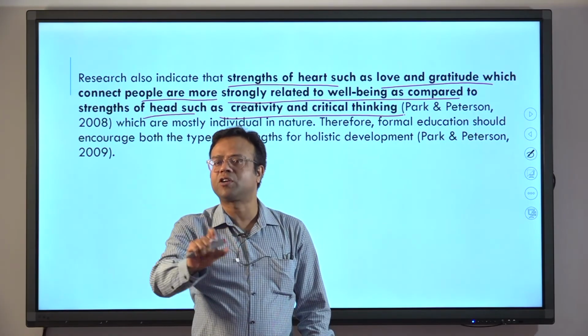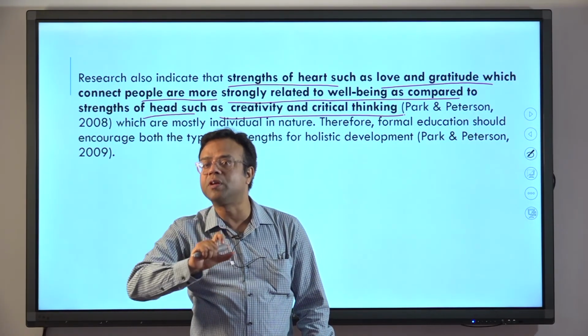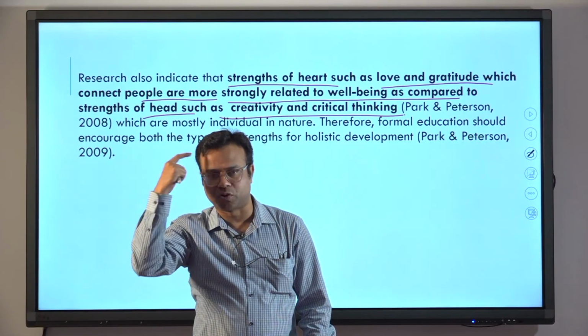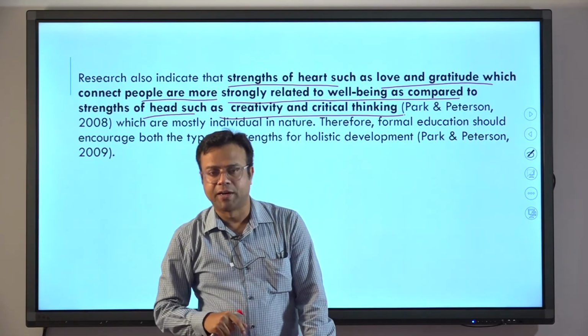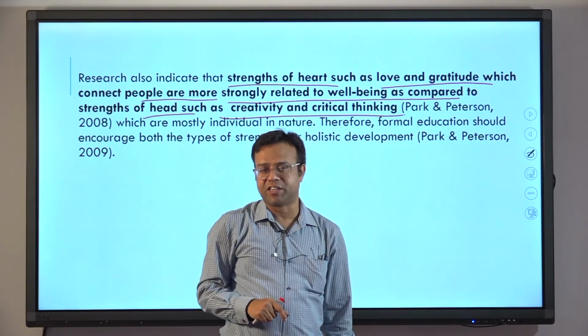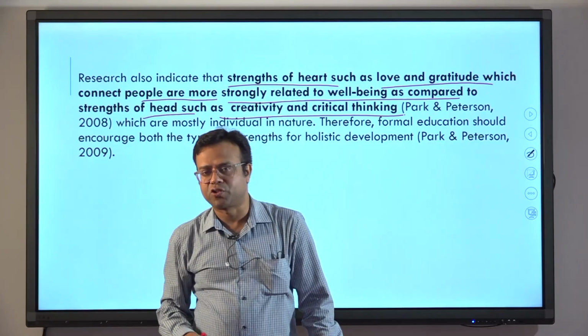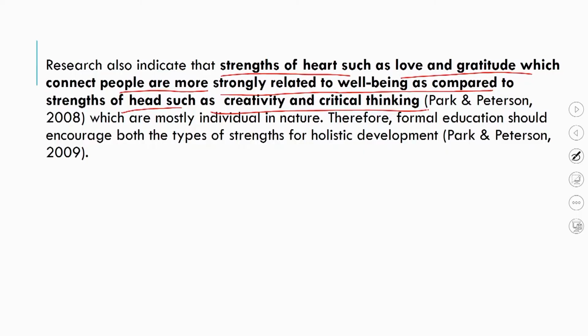They found these heart-related strengths are more important for well-being as compared to just strengths of thought processes or strengths of head, like critical thinking or creativity and so on. They are important in other aspects, but for emotional well-being, strengths of heart are more important. This is what research shows.